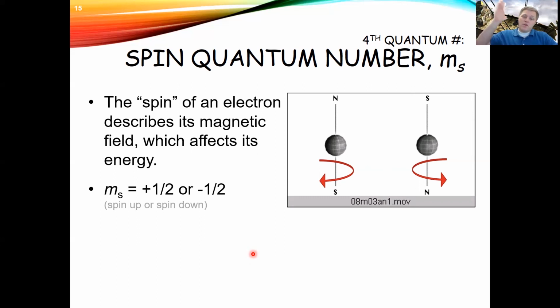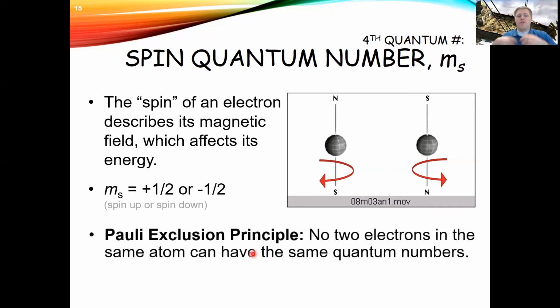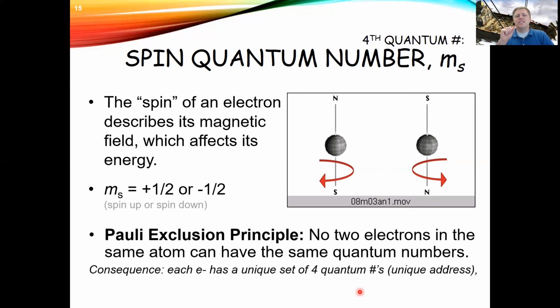So now that we've gone through all 4 of our quantum numbers, we can finally introduce what's called the Pauli exclusion principle. And the Pauli exclusion principle says that no 2 electrons in the same atom can have the same quantum numbers. What this means is each electron has a unique set of 4 quantum numbers. So an N, L, M sub L, and M sub S values, right?